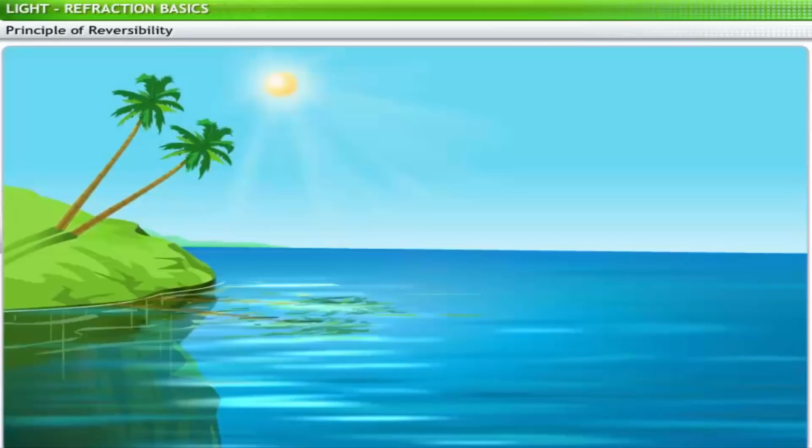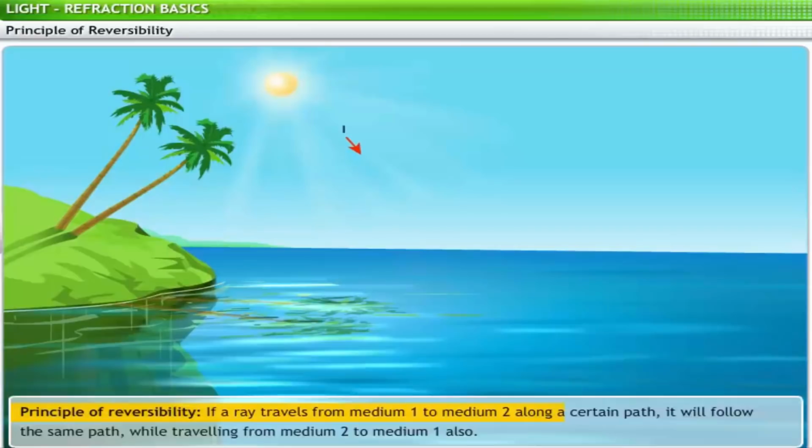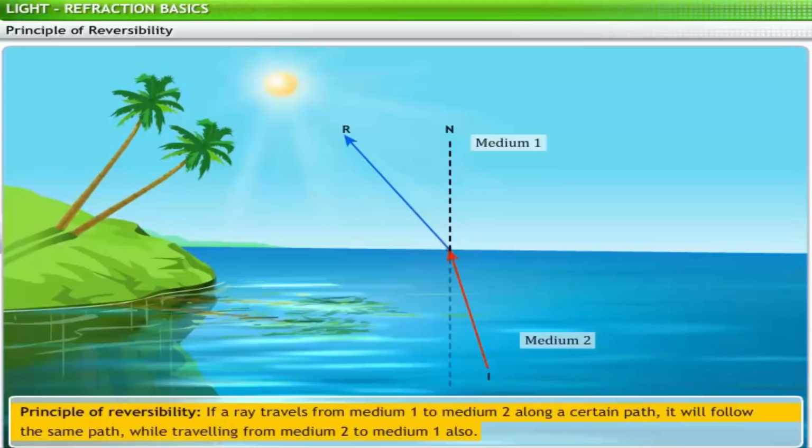The principle of Snell's law is valid regardless of the direction of the light. If a ray travels from medium 1 to medium 2 along a certain path, it will follow the same path while traveling from medium 2 to medium 1. This is known as the principle of reversibility.